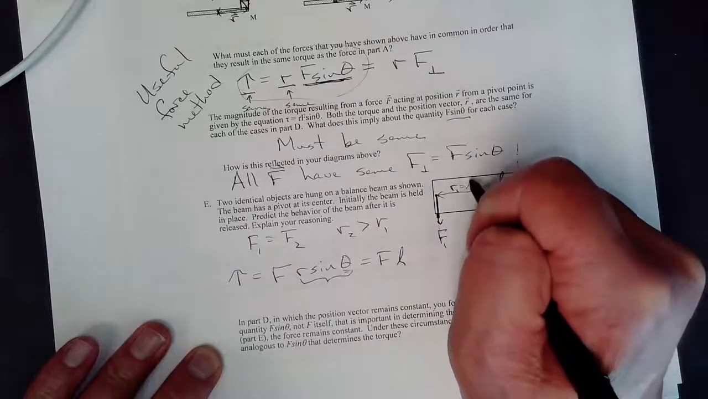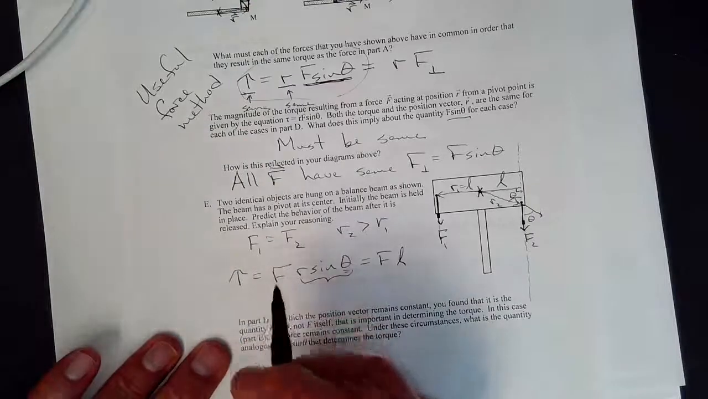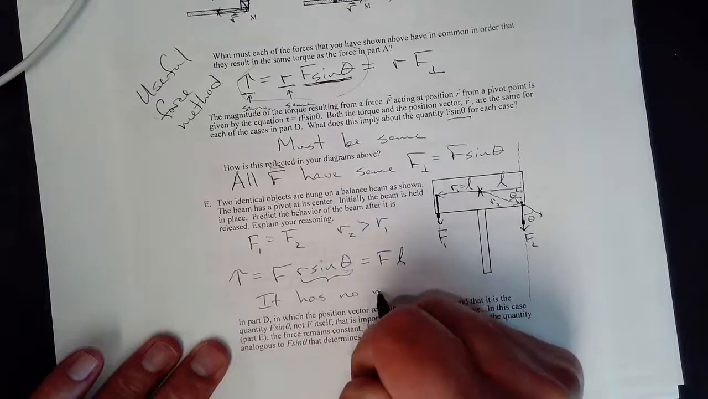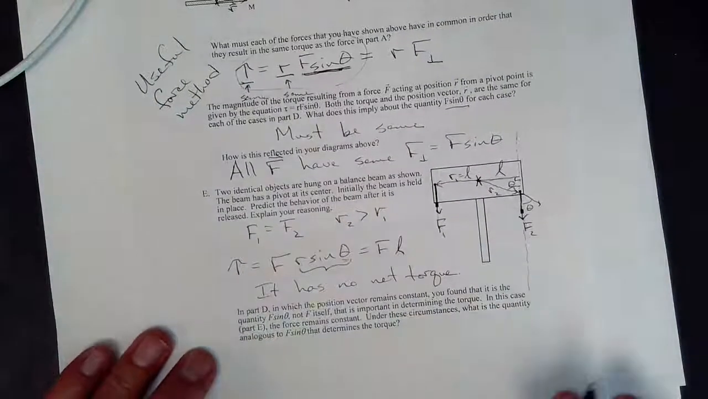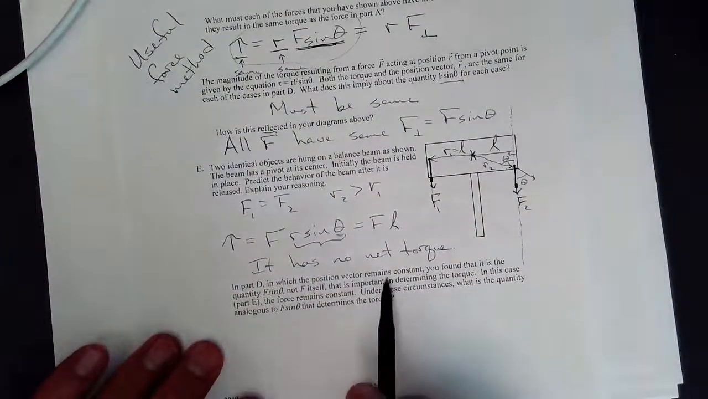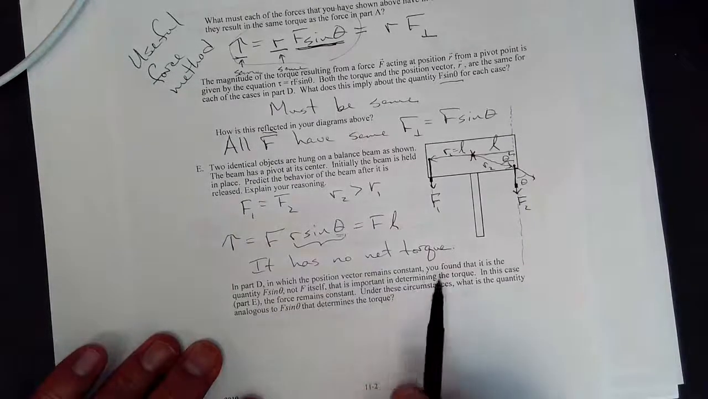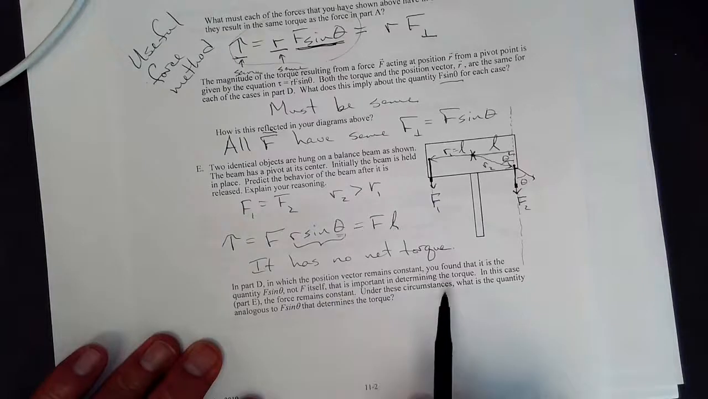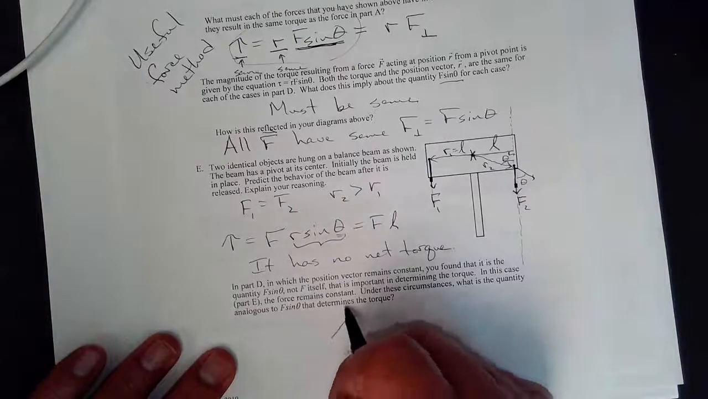Okay, so it has no net torque, so it won't rotate. In part D, in position to remain constant, you found that the quantity F sine theta, not F itself, was important in determining the torque. In this case, part E, the force remains constant. Under these circumstances, what is the quantity analogous to F sine theta that determines the torque? Well, it would be the lever arm, which is R sine theta.